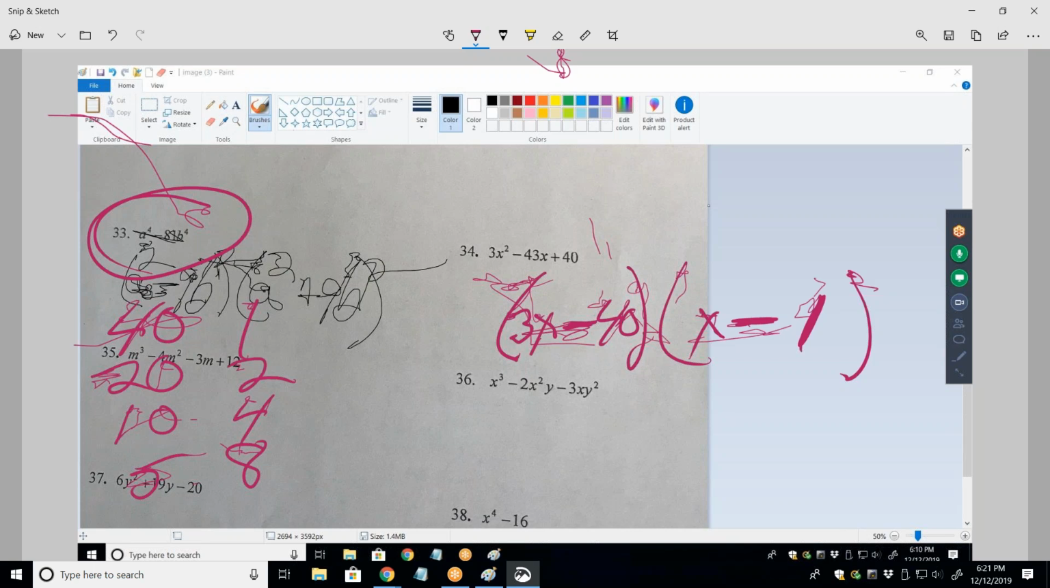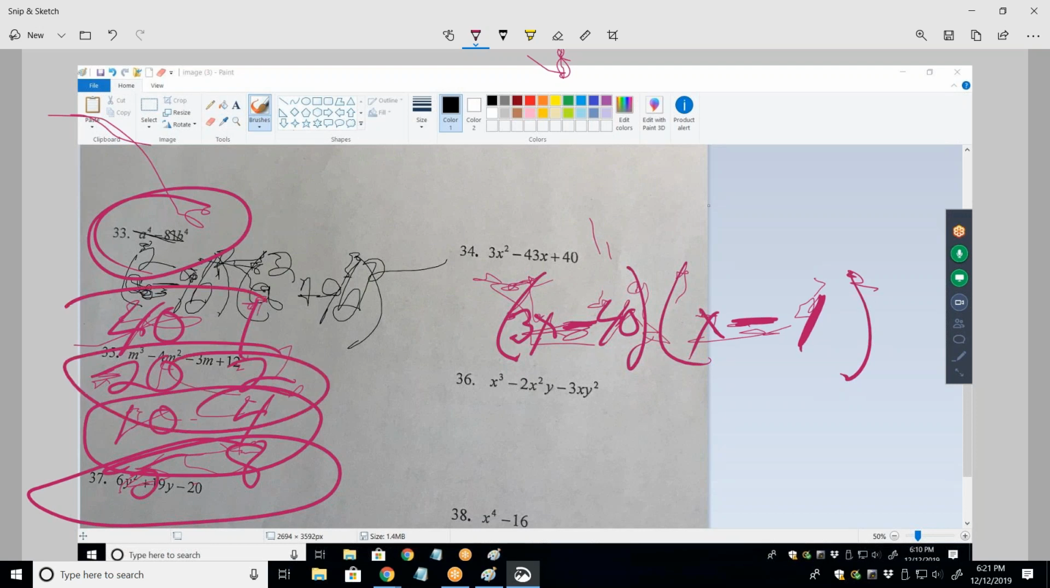That's how you have to do those harder quadratics. It's a total trial and error. Notice that I tried those, couldn't find a solution, couldn't find a solution, couldn't find a solution, found a solution. If 40 and 1 didn't find a solution, then what's my next step?